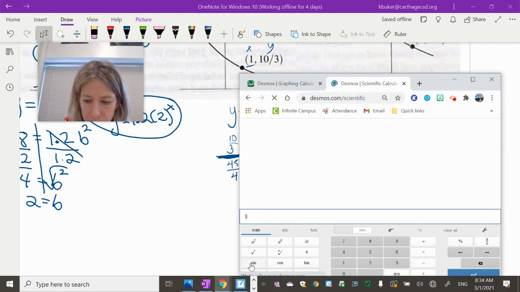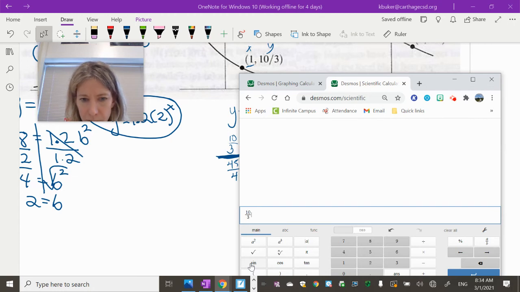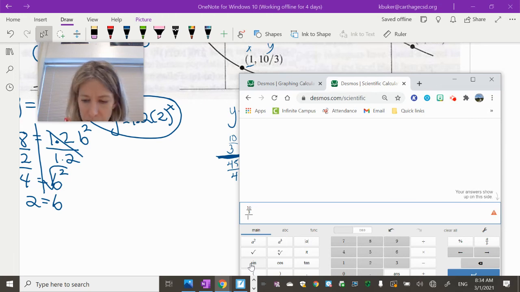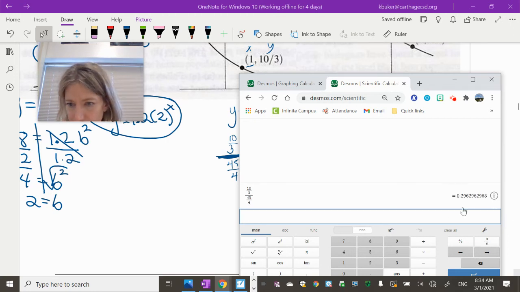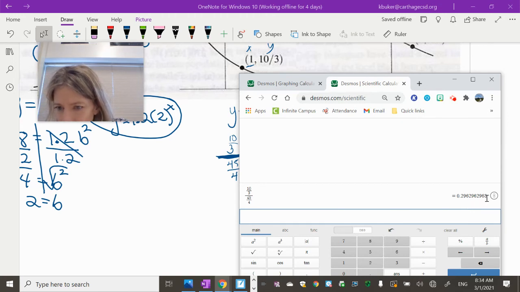Okay, so 10 thirds, divided by... I'm going to go ahead and do this just to make sure it's accurate. I want it to look just like I have it on my paper, 10 thirds divided by 45 fourths. And this gives us 296, 296, 296. So it's 296 repeating.